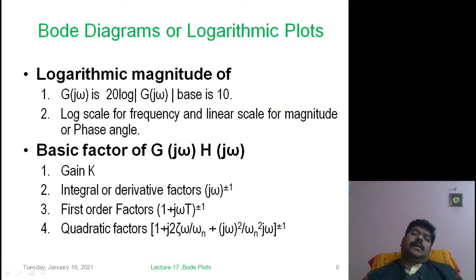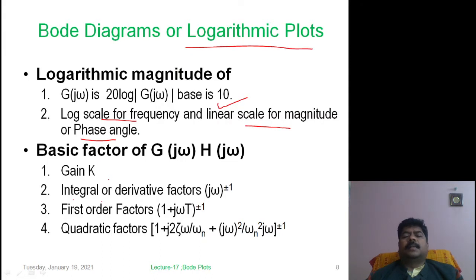Here, logarithmic magnitude is 20 log magnitude of the given transfer function G(j omega). Base is 10. So log scale for the frequency, while linear scale for magnitude and phase angle. This is to be remembered. And due to this, taking a log axis for the frequency, these plots are also called the logarithmic plot. Bode plot or logarithmic plot.